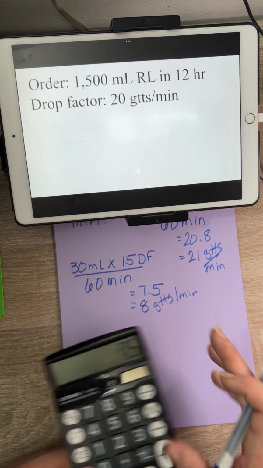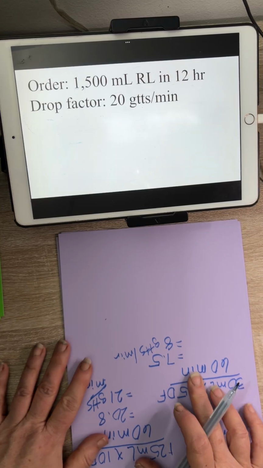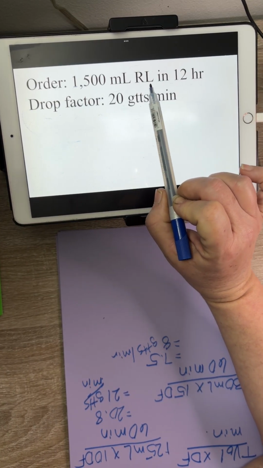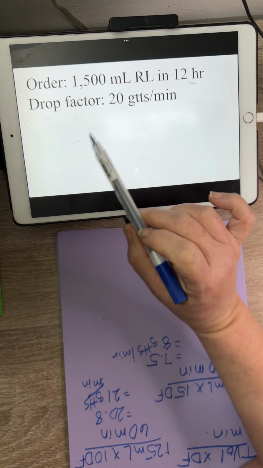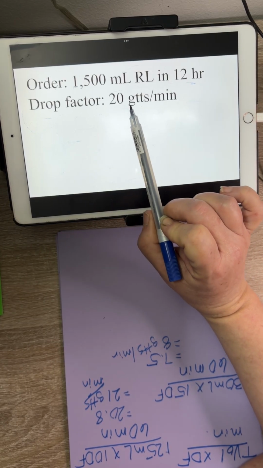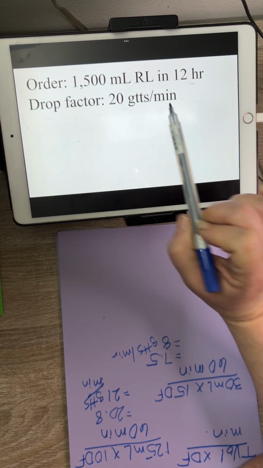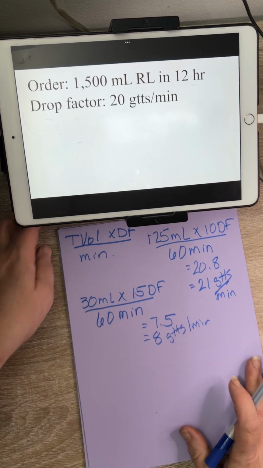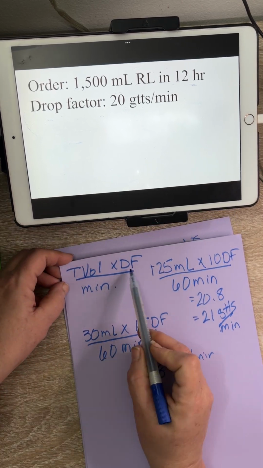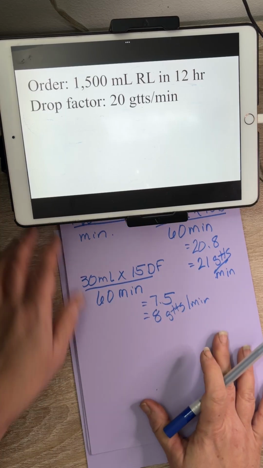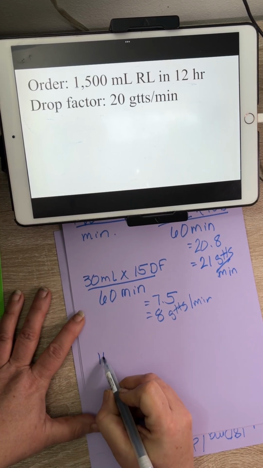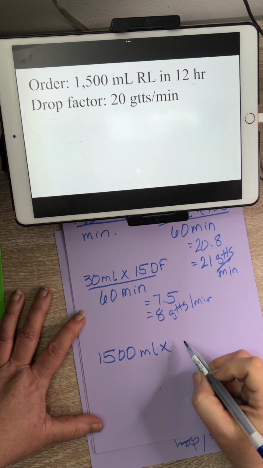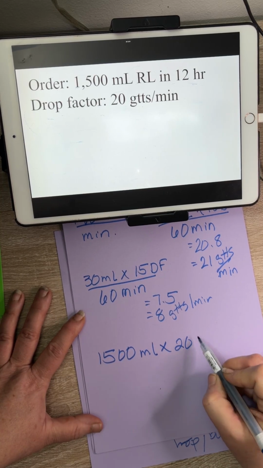Okay, let's do this one. So now, the order's 1,500 milliliters of Ringer's lactate in 12 hours. And the drop factor is 20. So, here, let us find our stuff. The total volume in this problem, total volume, drop factor, minutes. The total volume is 1,500 milliliters. And it's a 20 drop factor.